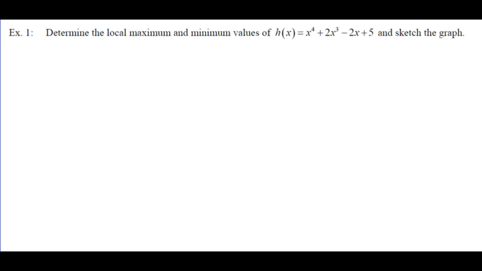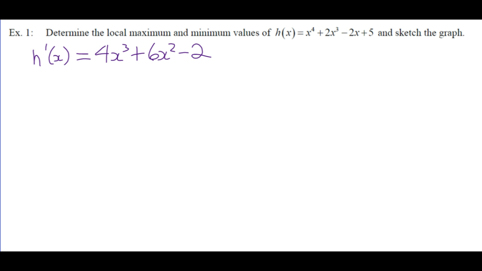Determine the local max and min values of h of x equals x to the 4th plus 2x cubed minus 2x plus 5, and sketch the graph. Okay, so what do we have to do? Well, we got to find the derivative, right? So we need h prime of x. This is about as simple as a derivative as you could ever be asked to do, right? Okay, so I'm not going to insult you by asking you for it. I'm just going to write it out.